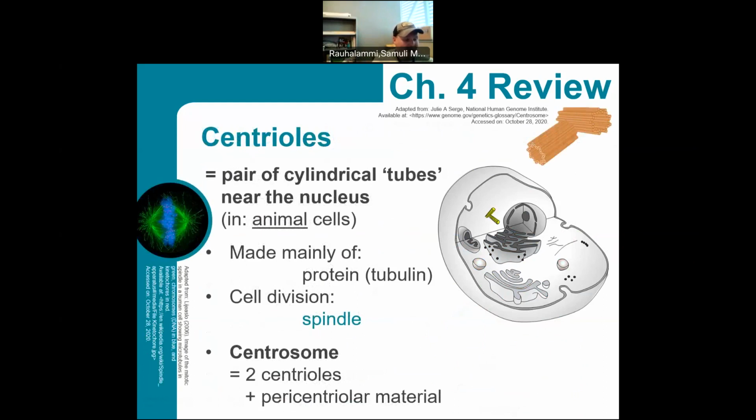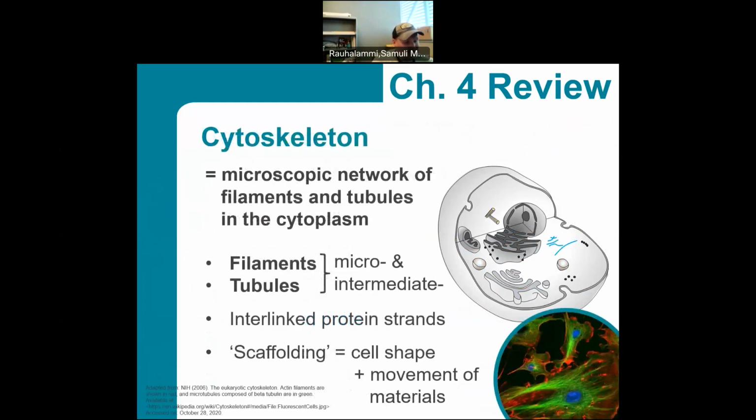Centrioles are a pair of cylindrical tubes near the nucleus that are important in the cell division process, providing the spindle for cell division. Cytoskeleton is really a network of microscopic filaments and tubules within the cytoplasm that provides the scaffolding, the structure of the cell, but you can also consider it almost like providing highways where materials are able to travel within the cell as well.